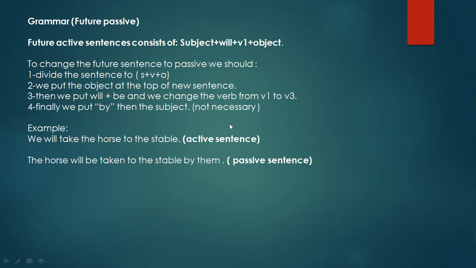As you know, grade 6, the active sentence is المبني للمعلوم and the passive sentence is المبني للمجهول. In an active sentence we concentrate on the subject, بنركز على مين عمل الفعل. But in the passive sentence we concentrate on the object, بنركز على مين انعمل عليه الفعل.